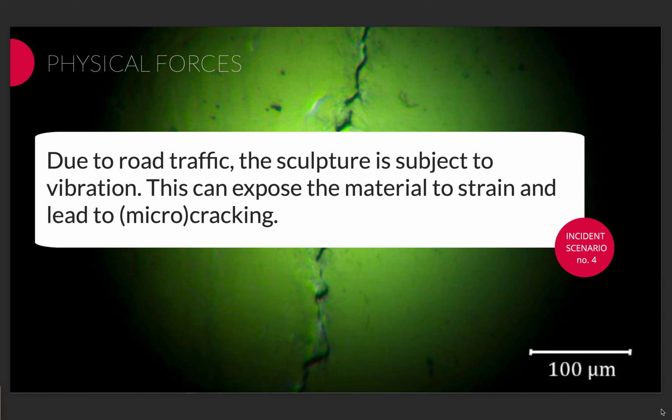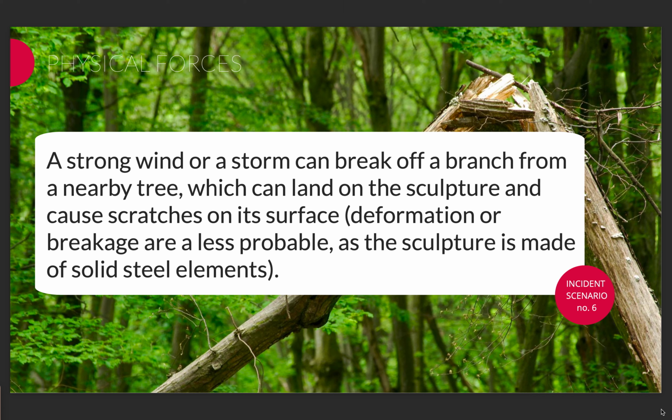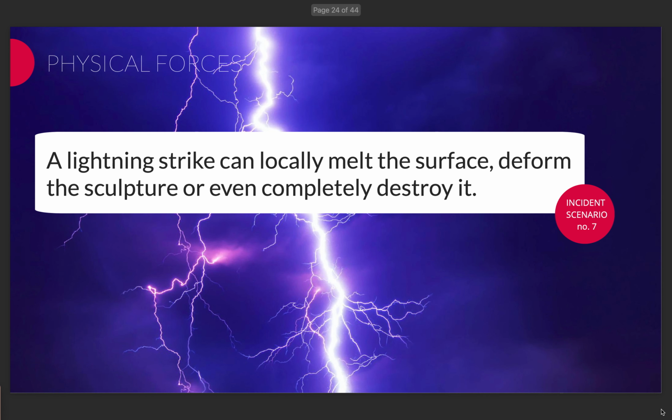Due to road traffic, the sculpture is subject to vibration, noted the students. This can expose the material to strain and lead to microcracking. Solid particles carried by the wind can abrade the surface of the sculpture. A strong wind or a storm can break off a branch from a nearby tree, which can land on the sculpture and cause scratches on its surface. And finally, a lightning strike can locally melt the surface, deform the sculpture, or even completely destroy it.